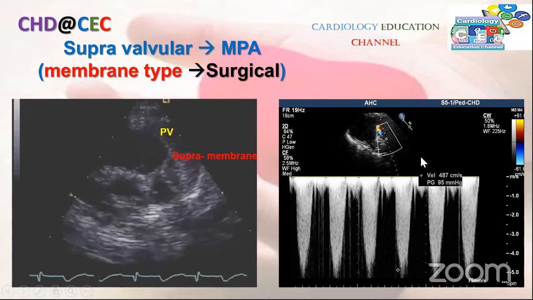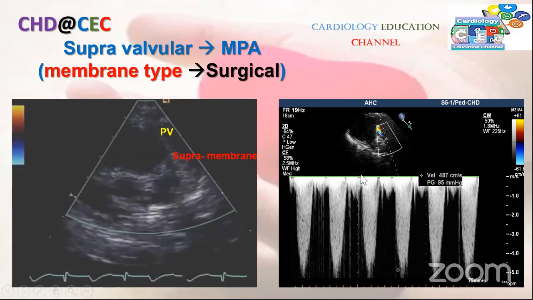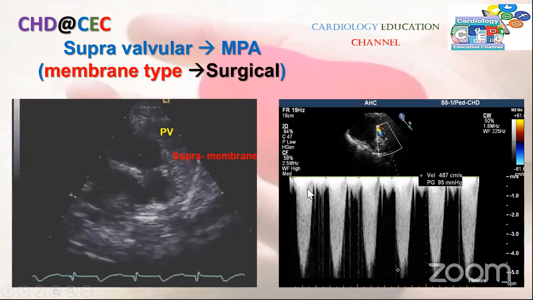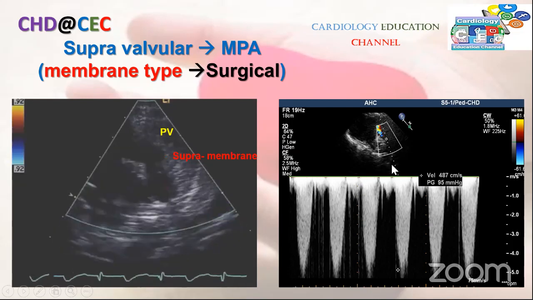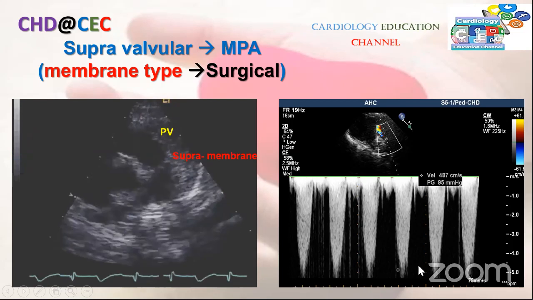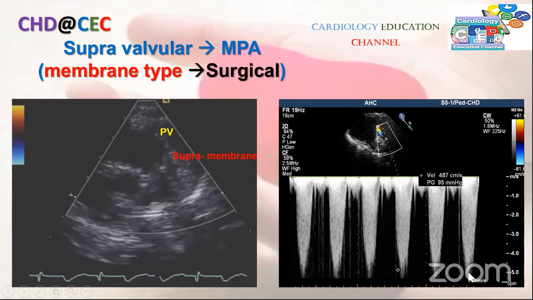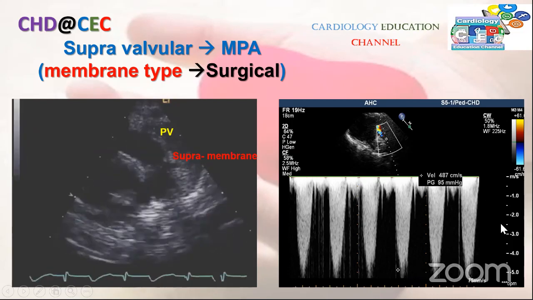The gradient also, like the valvular pulmonary stenosis, might be mild with low gradients or maybe severe. In this patient with tubular hyperplasia, the gradient is more than 5 meters per second or 95 millimeters of mercury.